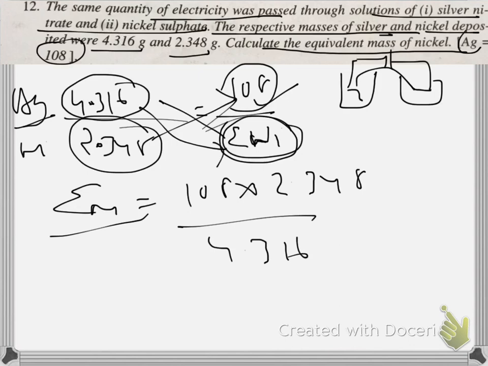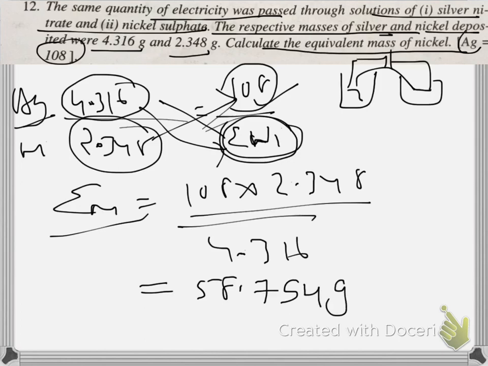You will get 108 into 2.348 divided by 4.316. You will get the answer 58.754 gram. This is the equivalent weight of nickel. This is the application of Faraday's second law.